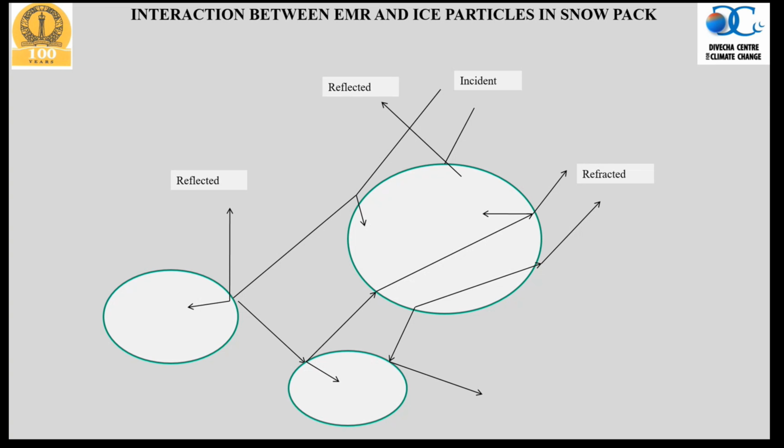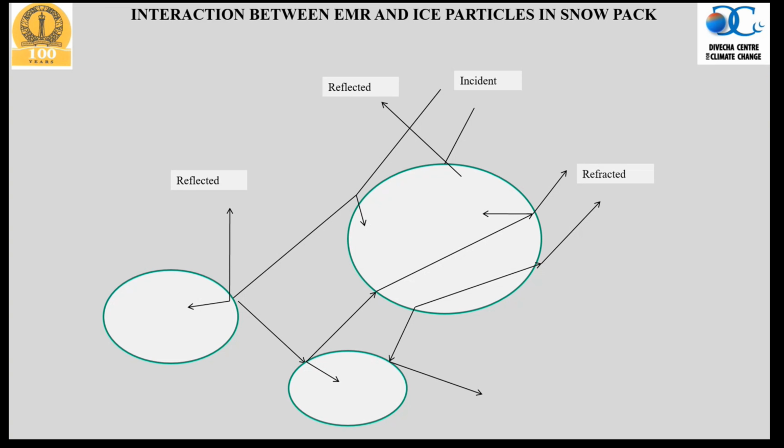reflected back. Some of this will go through the ice crystal, and as it goes through the ice crystal, it will change its direction. As it comes out, there is again air, and when there is air, again it will change its direction. So what will happen is multiple scattering will take place.